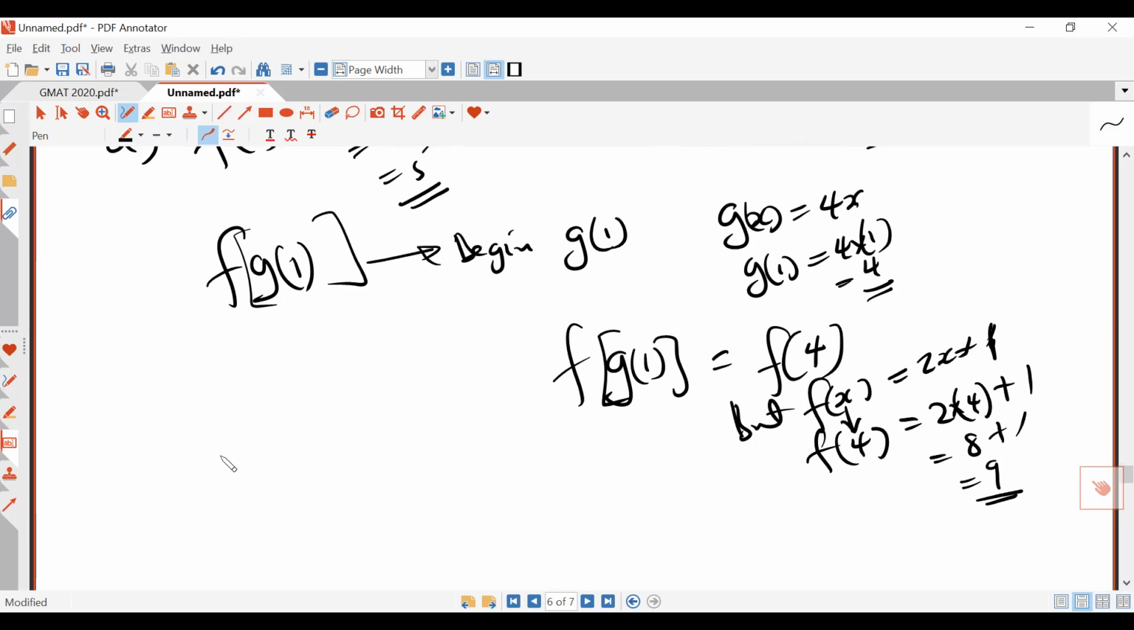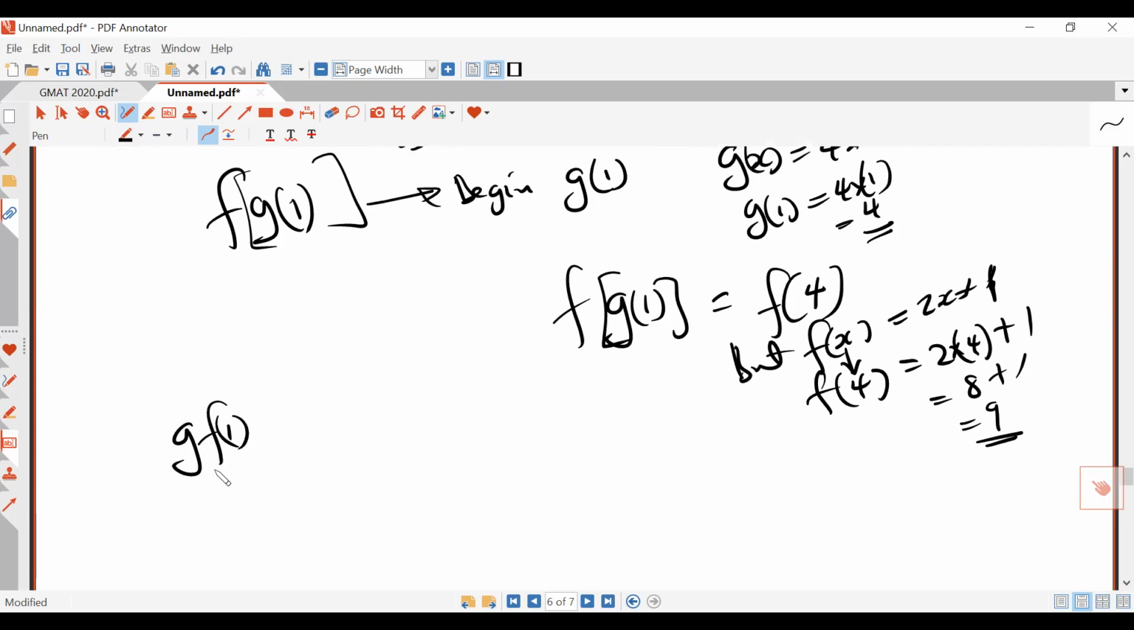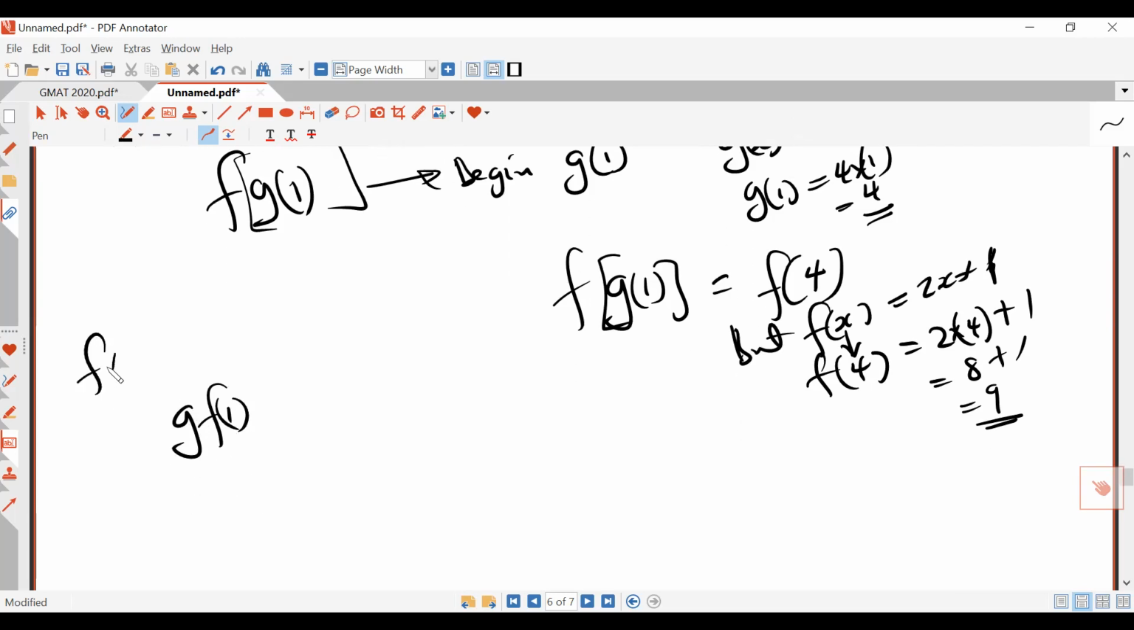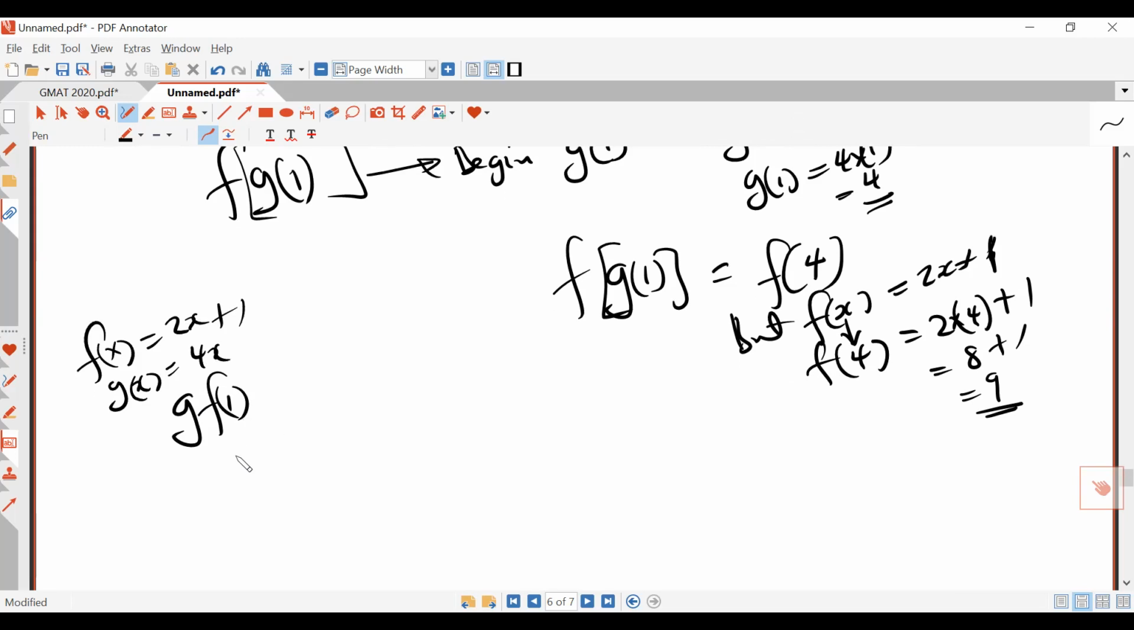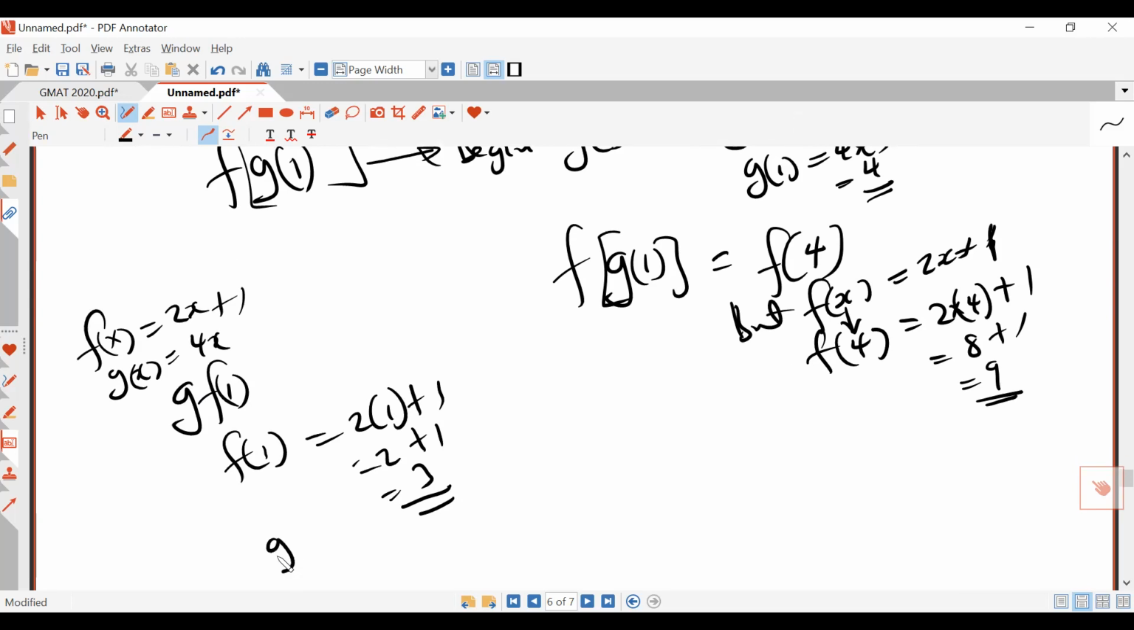How about if it was g of f of 1? What would we do? We start with f of 1. This is 2 times 1 plus 1, which is 2 plus 1, which is 3. So g of f of 1 is the same as g of 3, which is 4 times 3, which gives us 12.